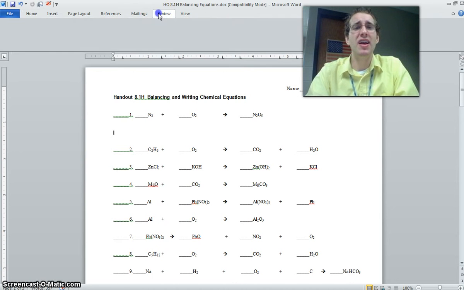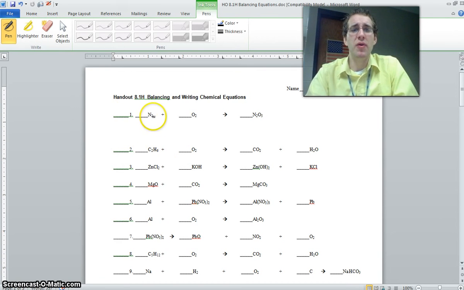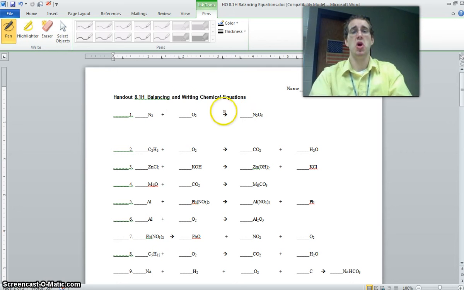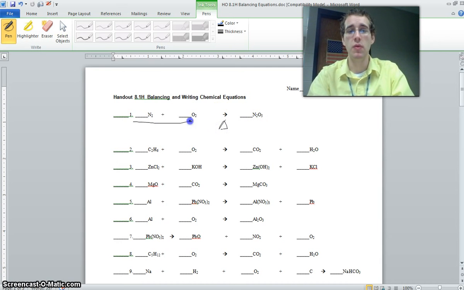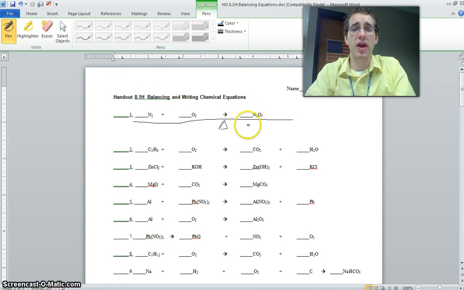Okay, let's take a look at what we've got going on here for this particular homework item. Here we've got 2 nitrogen on the reactant side, and 2 nitrogen on the product side. A-okay. We've got 2 oxygen on the reactant side, and 5 oxygen on the product side. Again, we're thinking of this arrow as our pivot point. On our teeter-totter, we must have both sides being the same. Well, our nitrogen are okay, our oxygen are not.